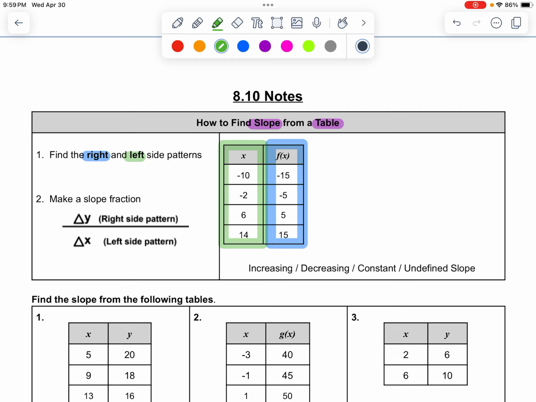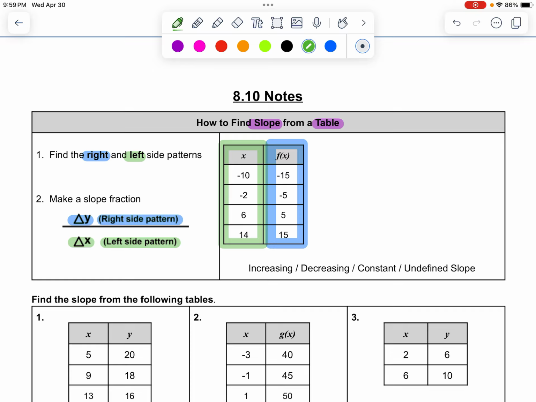Then we're going to make a slope fraction, and this is the part that's tricky. The right side pattern, which is the Y pattern, goes on the top, and the left side pattern, which is the X pattern, goes on the bottom. Now I say that this is tricky because when you look at your table, the X side pattern is first, but it's actually that pattern that goes on the bottom. And I'll show you what I mean in a second.